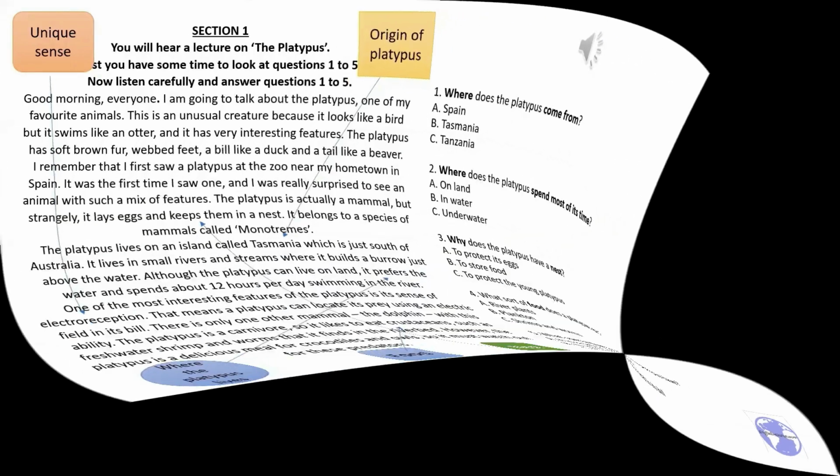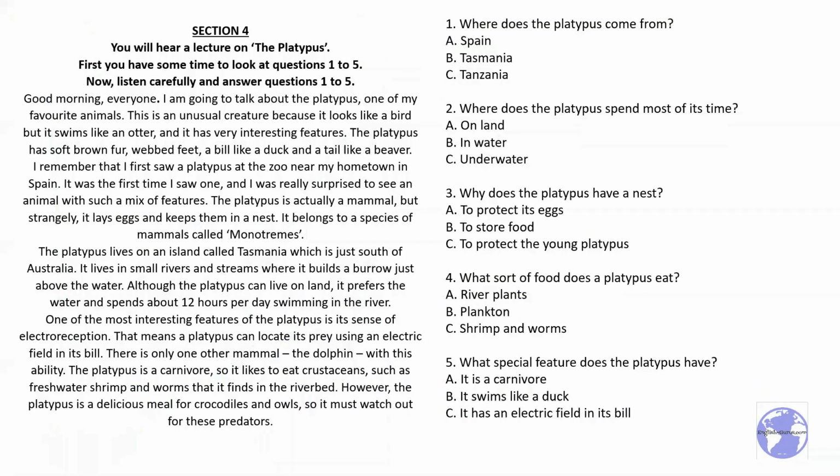Let's take a look at the answers. Where does the platypus come from? Tasmania. That's a tricky one because it sounds like Tanzania, but it's B, Tasmania. Where does the platypus spend most of its time? In water, because it likes to be in the river, although it lives on land sometimes.